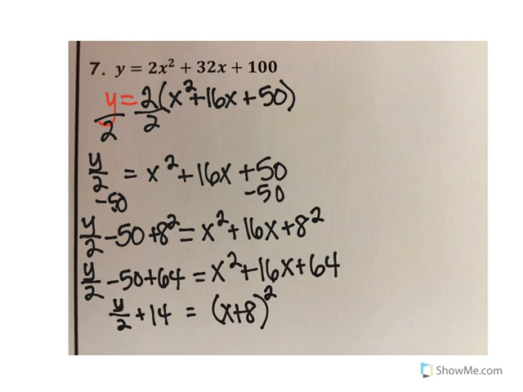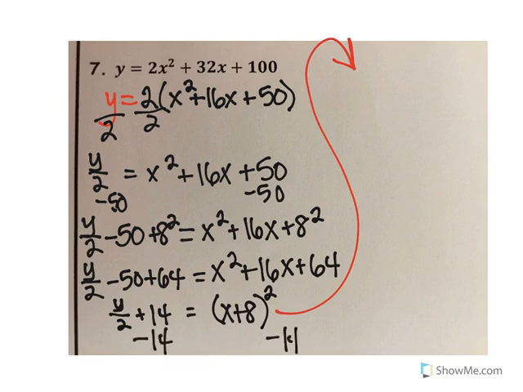Now, I'm so close to vertex form. What are the last things that I need to do? Subtract 14. Y divided by 2 equals x plus 8 squared minus 14. Okay. So I got my h and I got my k.